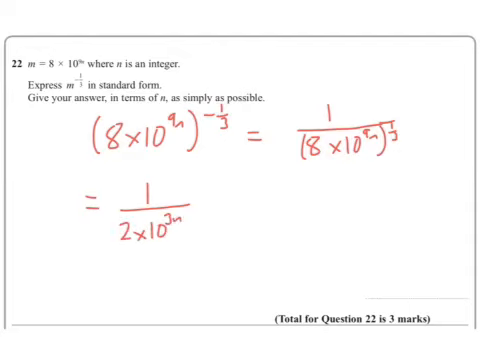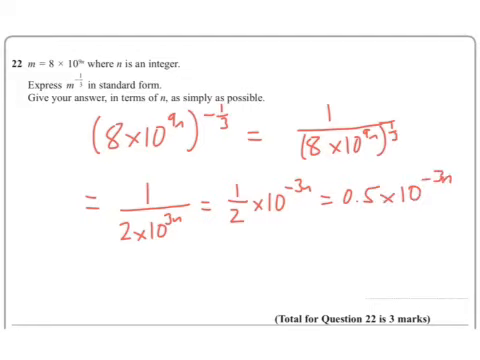Right, that's all pretty straightforward first of all. Okay, and I can now write that as a half times 10 to the minus 3n. Okay, and you probably end up with roughly 2 marks there. Now, I don't really want a half there, so I'm going to call that 0.5 instead.